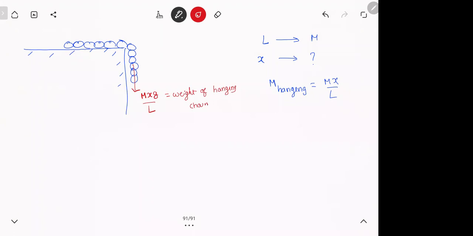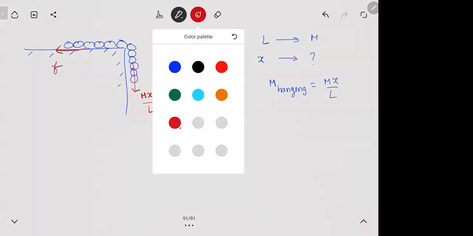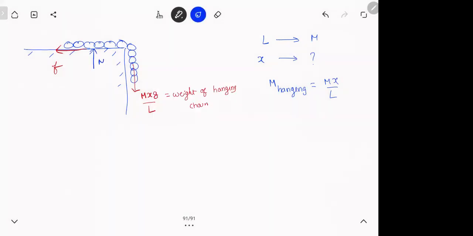Fair enough. Friction will be backward. What will be the normal reaction? This is the normal reaction and weight. For the part on the table, length is L minus x, so mass will be m by L into L minus x. Are you getting it? So we get the normal reaction will be m by L g into L minus x. So we get friction is equal to mu N. This is maximum since it is about to slip.